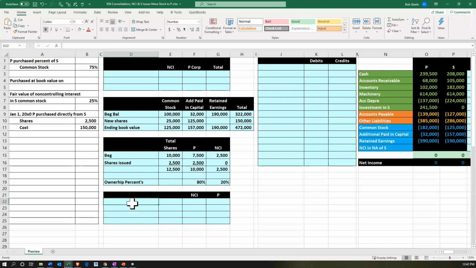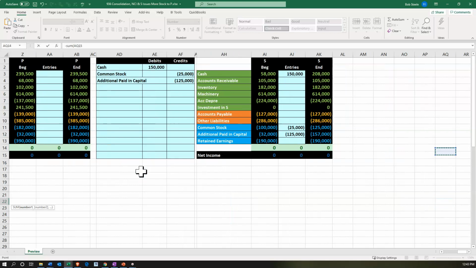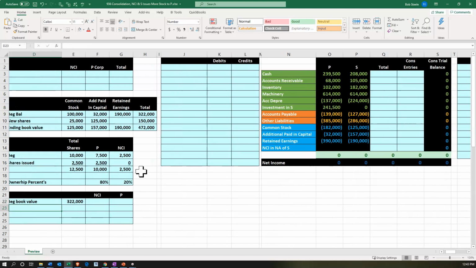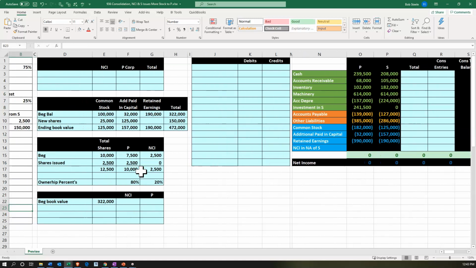So one way we can think about this, and notice we don't have any differential, so we can say, all right, the beginning book value. I'm looking on S's books again, so I'm just going to say negative sum beginning book value. I'm going to go all the way over to S's books, and I'm picking the beginning numbers. This is going to be this side of things, 100, the 32, and the 190. We were at the 322,000.